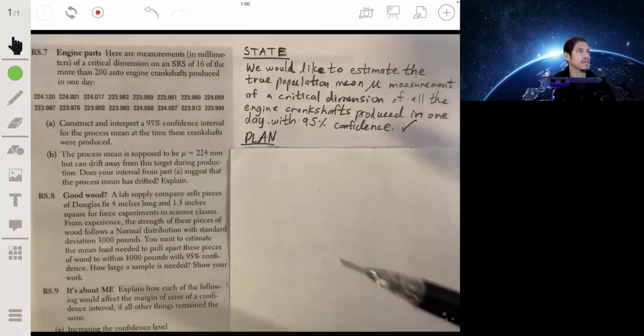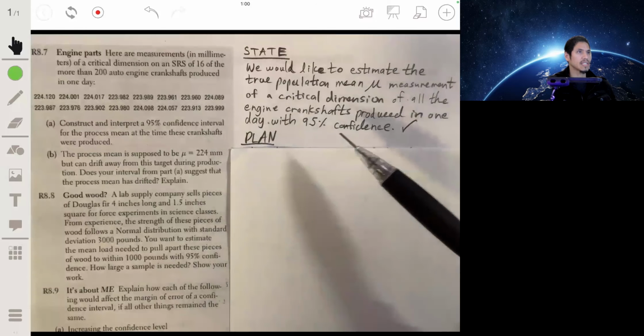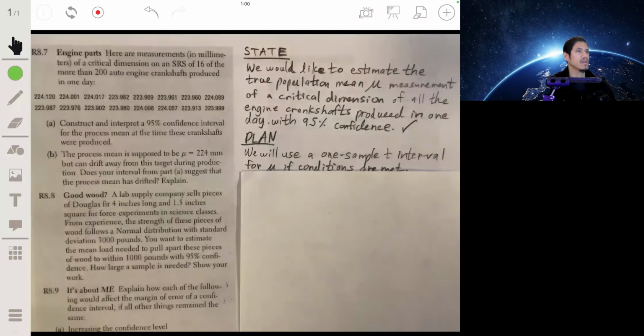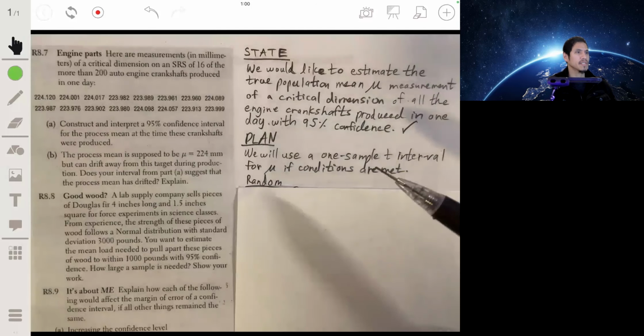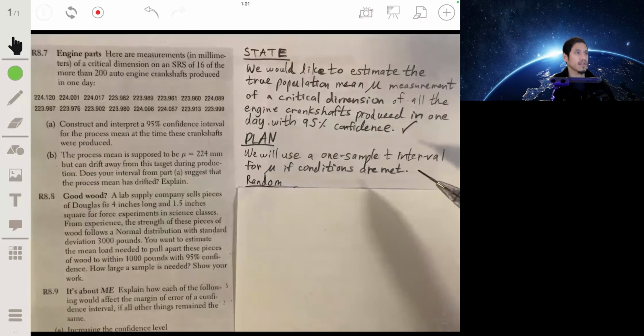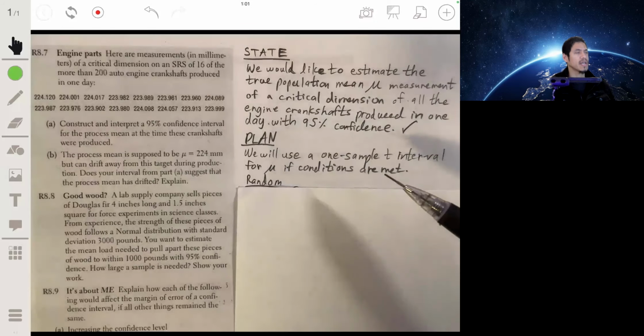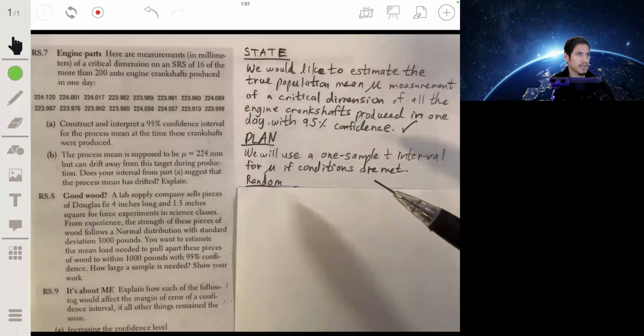Next, we go to our plan. And our plan is we're going to use a one sample t interval to estimate the true population mean mu, as long as our conditions are met. And so next, we're going to need to check our conditions. So that'll be our random condition, our 10%, and our normal large sample condition.